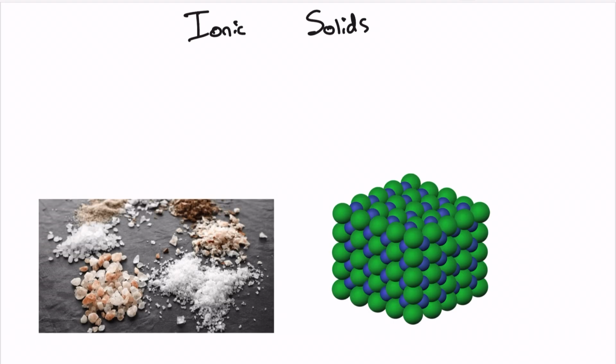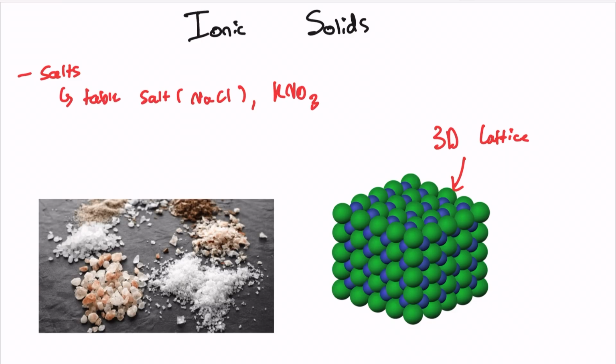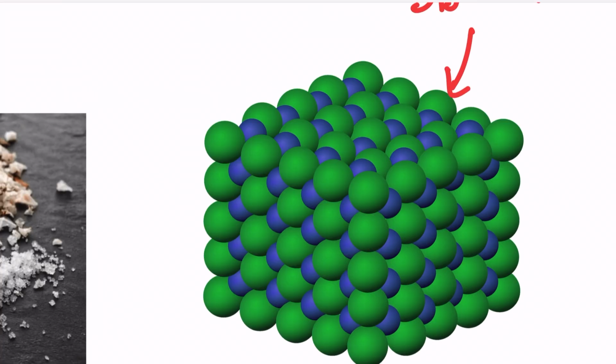Our next classification of solid is ionic solids. This is when we see our repeating 3D lattice structure, which holds many cations and anions together in a very organized and repeating array. Our ionic solids are really just our salts, such as table salt and potassium nitrate, just to name a few examples. But again, any solid which has this repeating array of anion, cation, anion, cation is going to be an ionic solid, so make sure you're familiar with that.